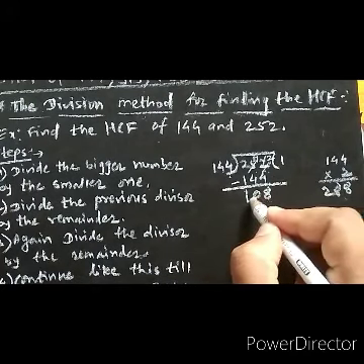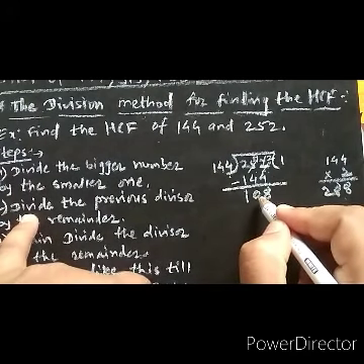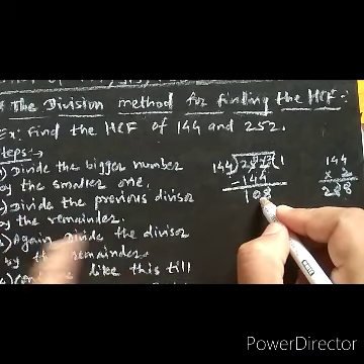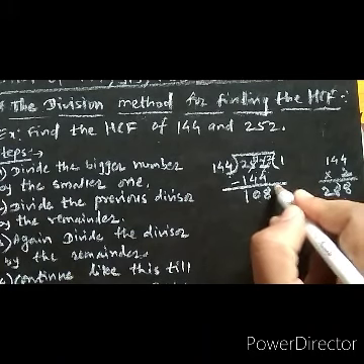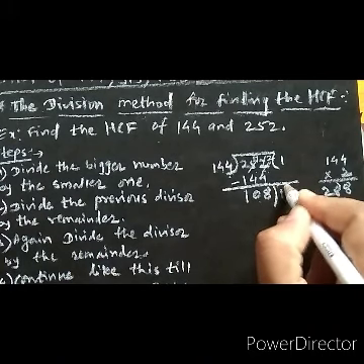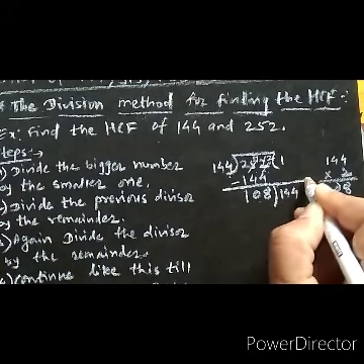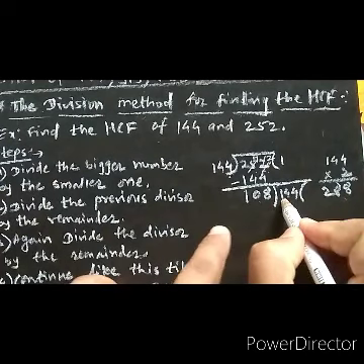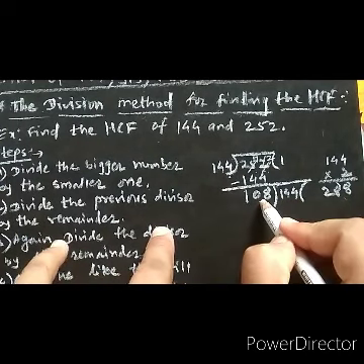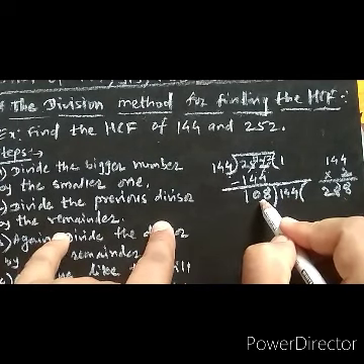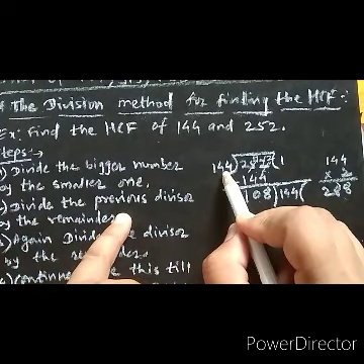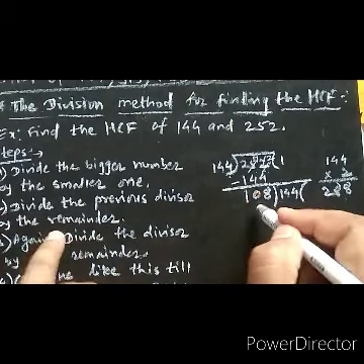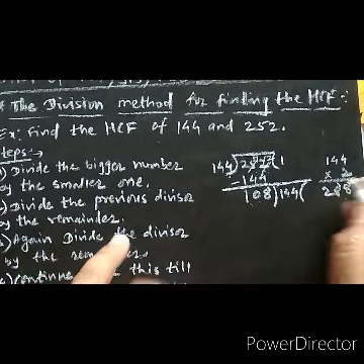Now see step number 2: divide the previous divisor by the remainder. The previous divisor is 144, and the remainder is 108. So divide the previous divisor, 144, by the remainder 108.